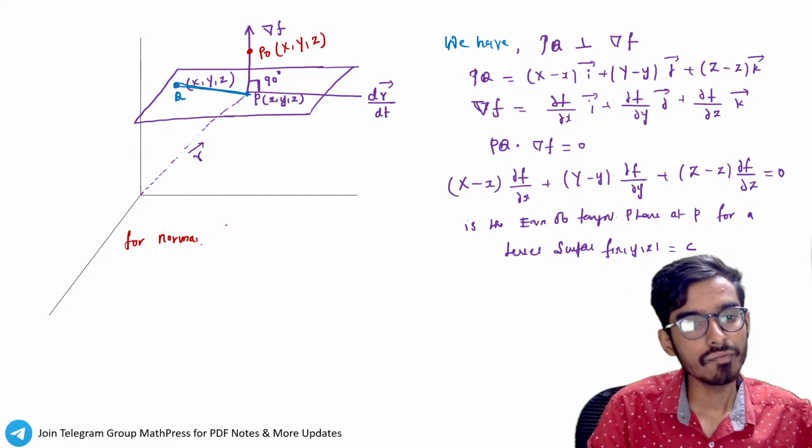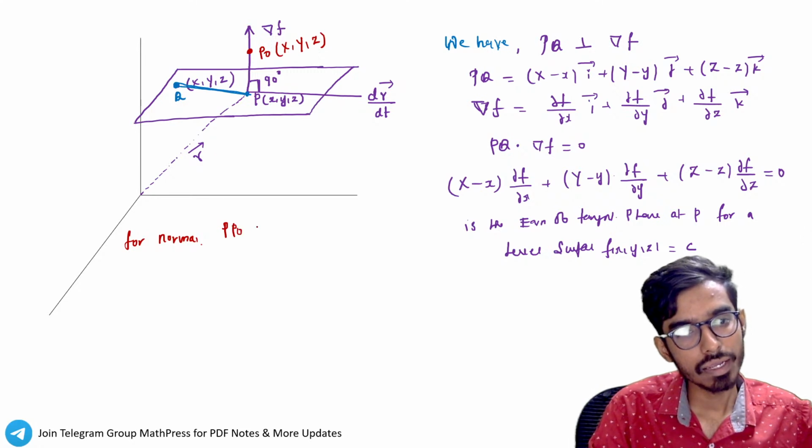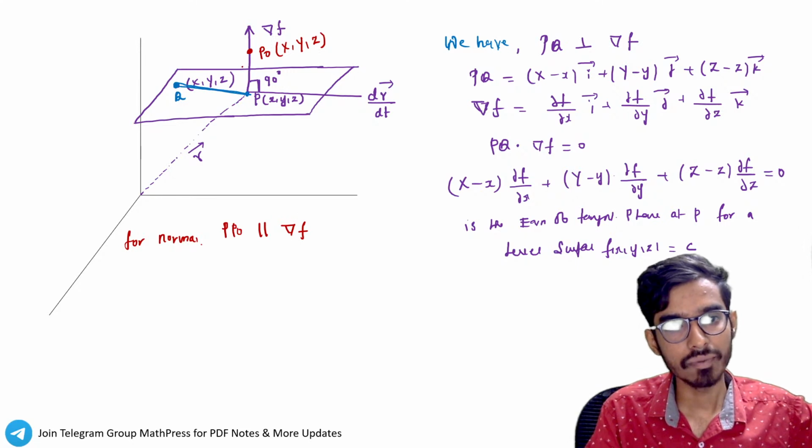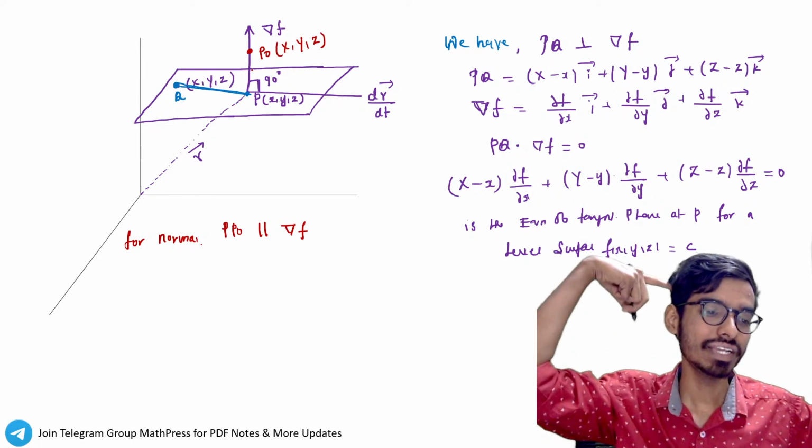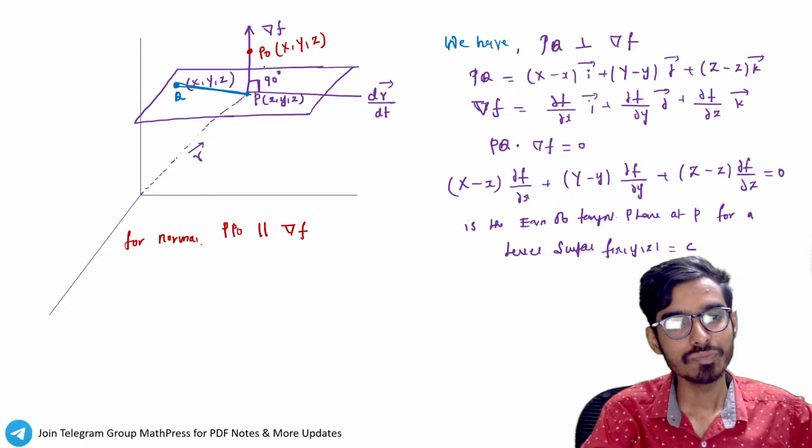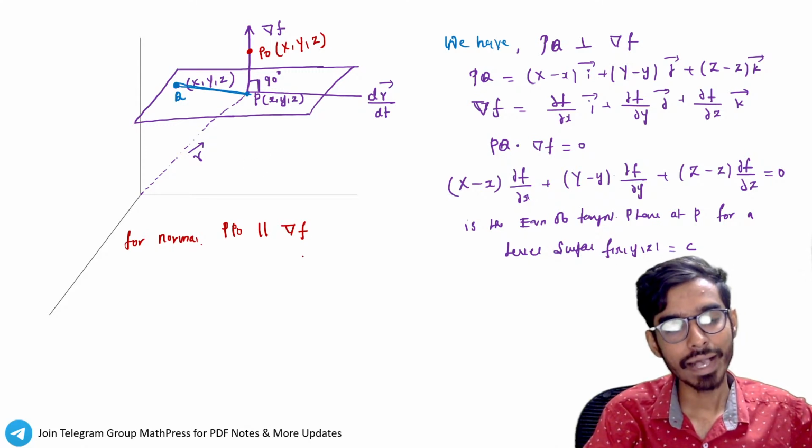So we have P naught is parallel to del f. Yes or no? So these two are parallel. It is very hard to visualize, right? You need to visualize in three dimensions. So this P naught and del f are parallel.